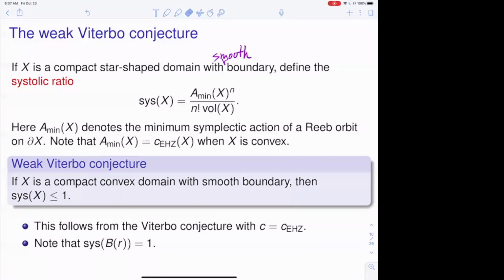And this is sharp in the case of a ball. In the case of a ball of size r, the minimum action of a symplectic Reeb orbit is just equal to r, and the volume is r to the n over n factorial. So the systolic ratio is 1. This is interesting from a dynamics point of view. It says that if I have a convex domain, and here convexity is a very important part of the hypothesis, then not only does it have a Reeb orbit, but it has a Reeb orbit whose period is short with respect to the volume.